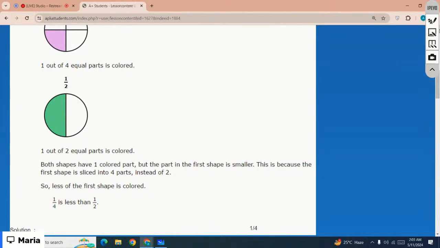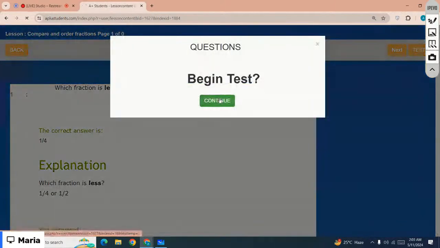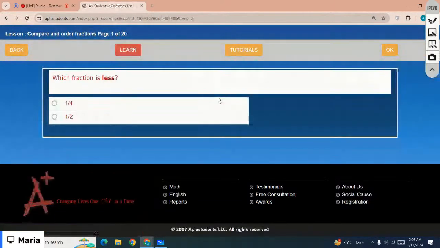Let's start with the test questions. Which fraction is less? That's the one we just did. So 1/4 is less, because you have smaller portions, and very small portion is colored. So that is 1 over 4.